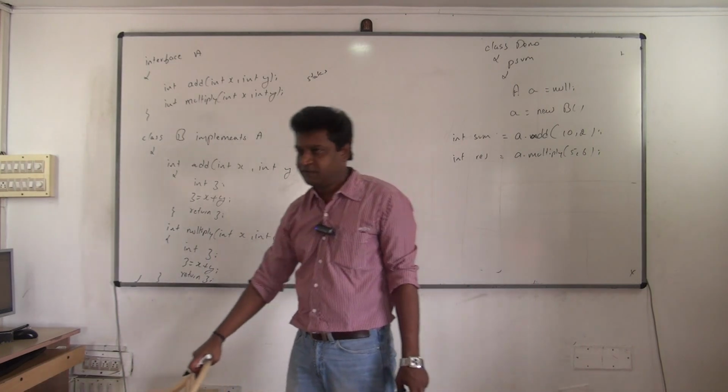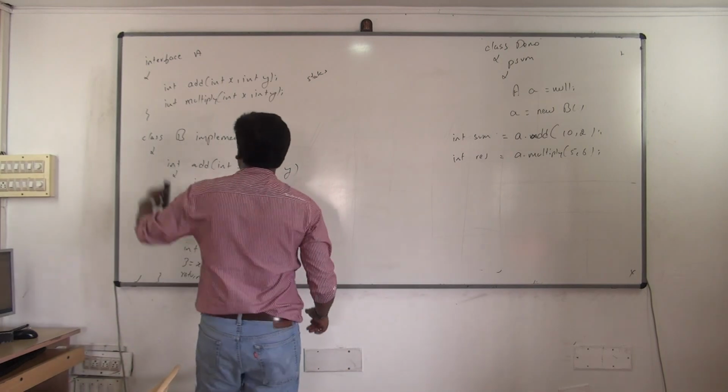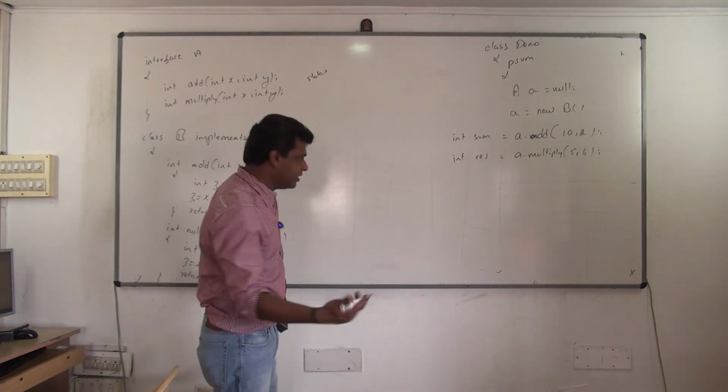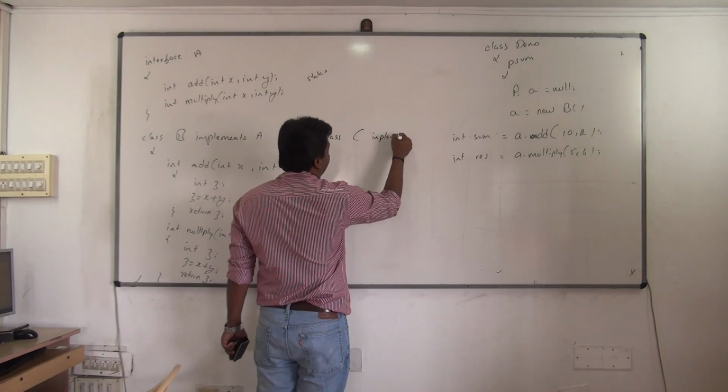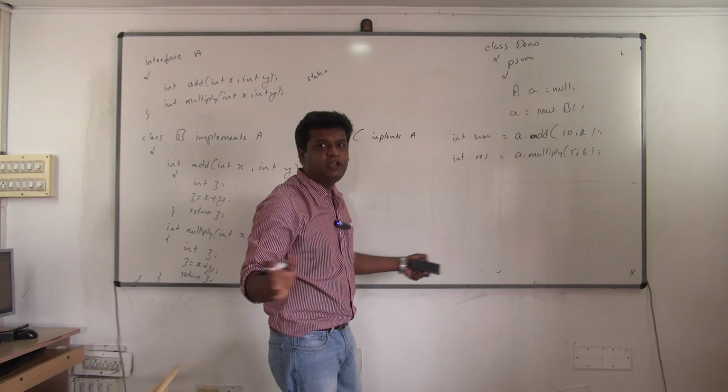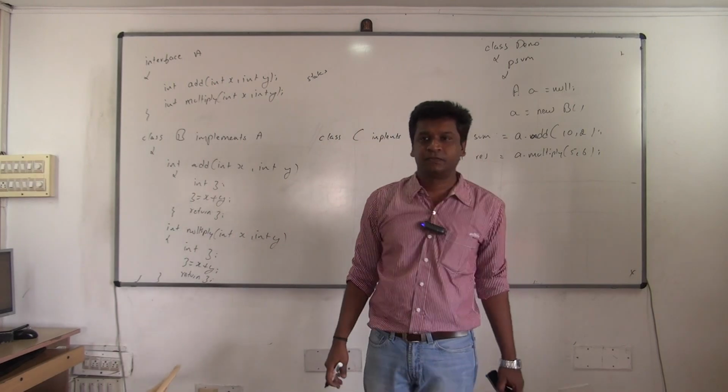Now to what level abstraction, we'll see more. See, supposedly one person wrote this class. Now another person can write another class, see, class C, because I have set the standard. When I set the standard, many people can implement the interface.